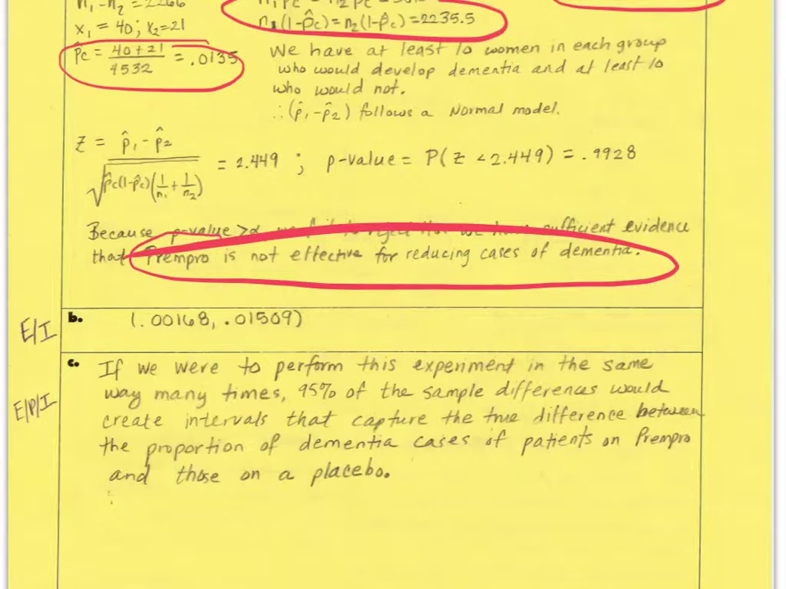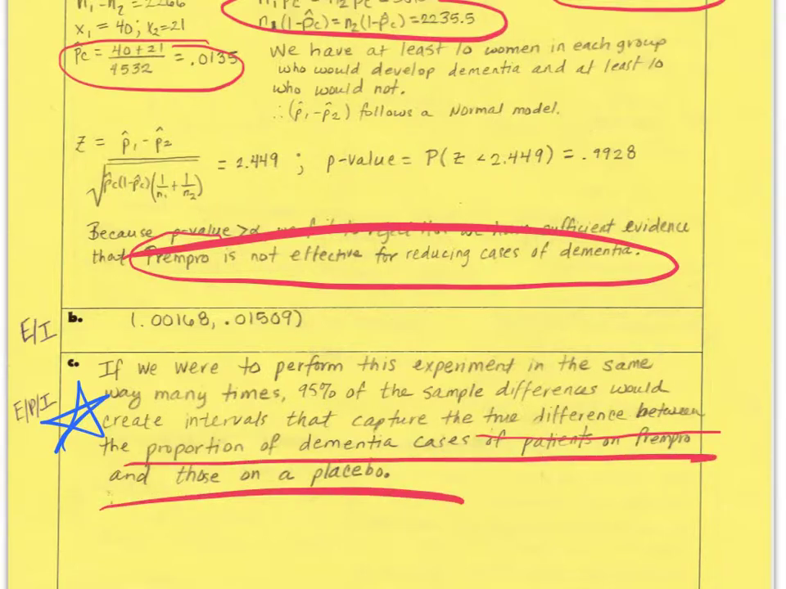And then here is our famous question. We'll ask this one over and over again: what it means to be blank percent confident. In this case, people were saying that we wanted to capture the true parameter or the true proportion, but that's not what we're interested in. What we're interested in is the true difference between those proportions of cases, PremPro versus placebo. So pay careful attention to that.